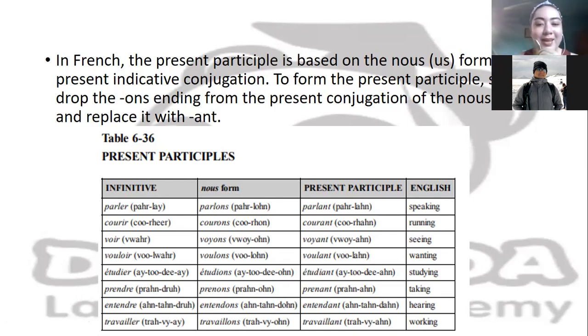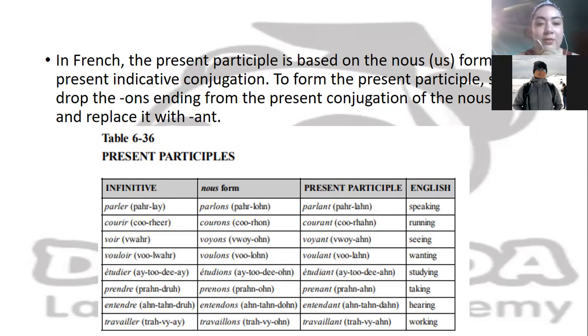Okay. And then, third one, we have seeing. Okay, so to see or seeing. Its infinitive form is voir. The nous form is voyons. And its present participle is voyant. Yes. And then next verb, we have wanting. So its infinitive is vouloir.